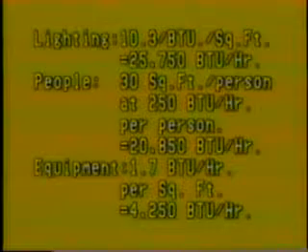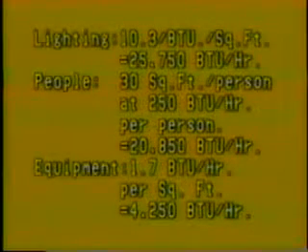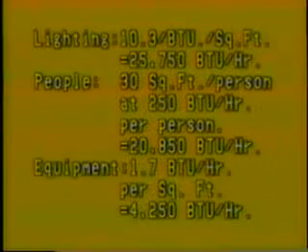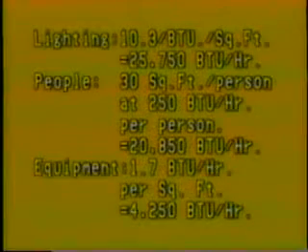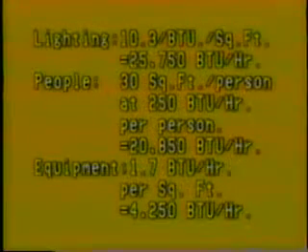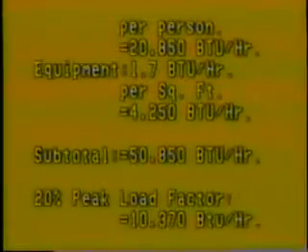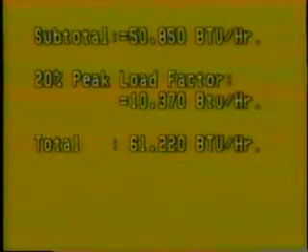This will give us a load of 20,850 BTUs per hour. Our equipment loads are at 1.7 BTUs per hour per square foot, giving us 4,250 BTUs per hour. The total of the preceding loads amount to 50,850 BTUs per hour. To this, we will add a 20% peak load factor of 10,370 BTUs per hour. Our total load is 61,220 BTUs per hour.